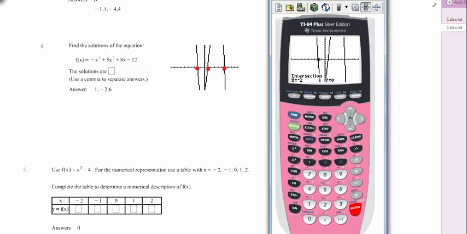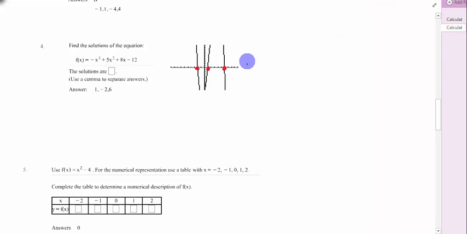So, equation in y1, y2 to be 0, and find the intersection of those 2 graphs. Remember that y2 being 0 is your x-axis. This is where y is equal to 0. All right, let's look at number 5.